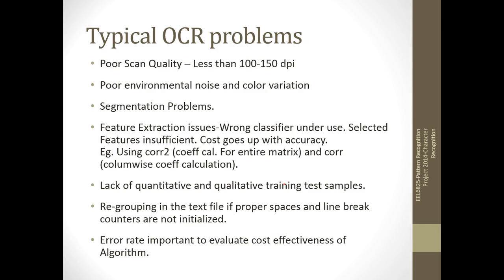The fourth one is feature extraction issues. It kind of relates to the segmentation problem sometimes, because if we use the wrong classifier, if we had used a corr function instead of corr2 function, see the difference is the corr function does a column wise coefficient calculation, but corr2 effectively does an entire matrix element wise correlation. So that's what we want. We want corr2 instead of corr. This point has also been discussed, like if we have more number of training samples, we increase the probability of correct correlation.